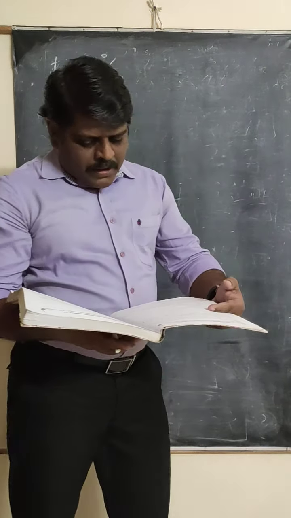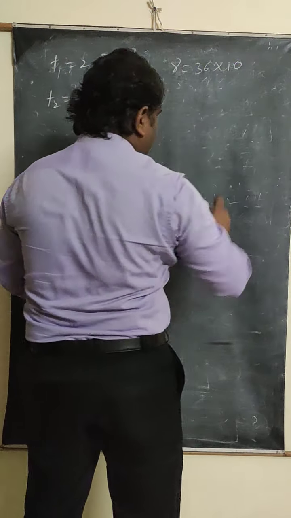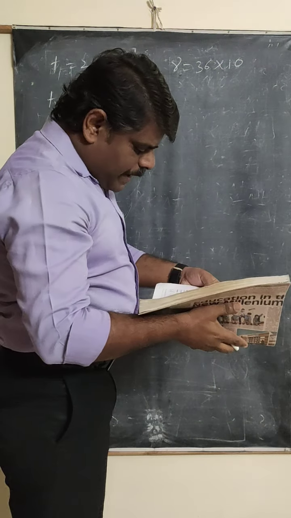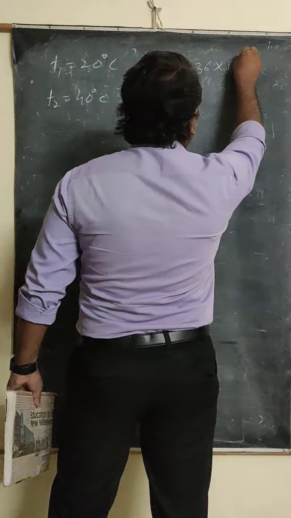And the alpha value: how much is given? The coefficient of cubical expansion. In the problem, the gamma value is given, not the alpha value. How much is it? 36 into 10 to the power of minus 6. So gamma is equal to 36 into 10 to the power of minus 6 per Kelvin. For the units you can use Kelvin or you can use per degree Celsius also, no problem.